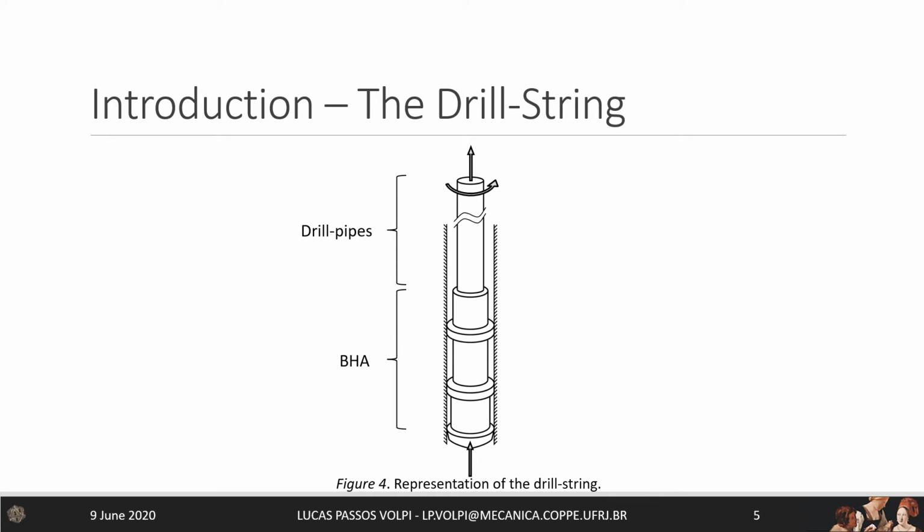At the top there is a rotary table responsible for applying rotation to the drill string and a hoisting system, which allows control of the force between the bit and the rock, the weight on bit. At the BHA region, there are stabilizers, which are responsible for limiting lateral displacement and enabling higher weights on bit.